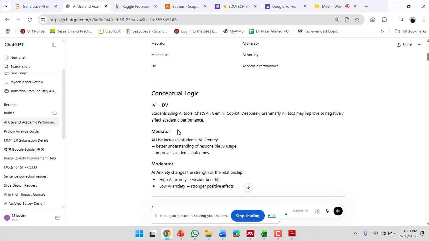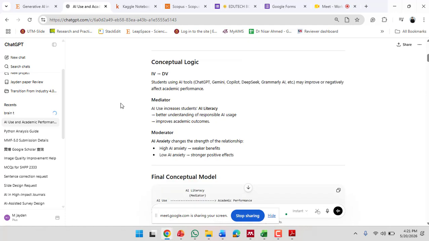Now here is how you actually use the mediator: does AI use increase student AI literacy or not? Better understanding of responsible AI use may improve academic scores. These are very important variables. I know, because I have read a huge number of papers. I can easily explain AI anxiety, and the available models are the most frequently used. AI literacy is the most frequently used construct, and academic performance is also a most frequently used construct. So the final conceptual model is, for example, AI use and academic performance.